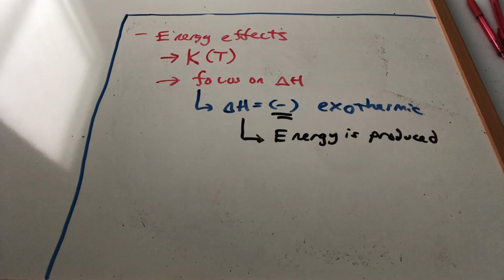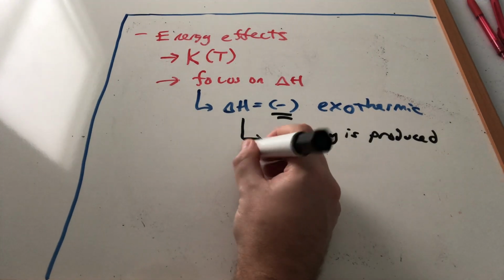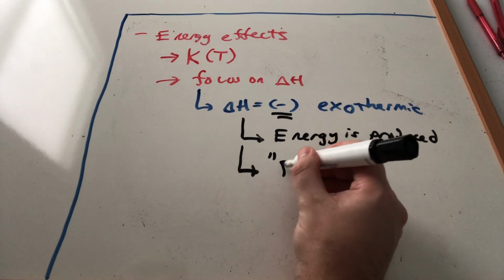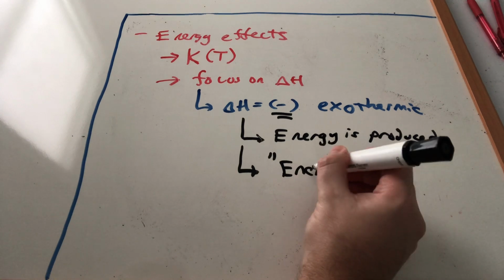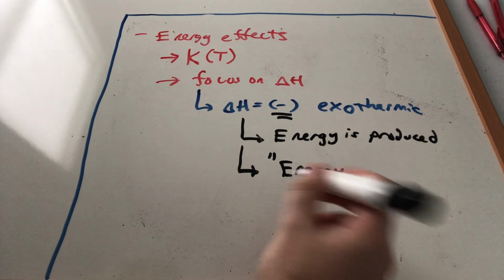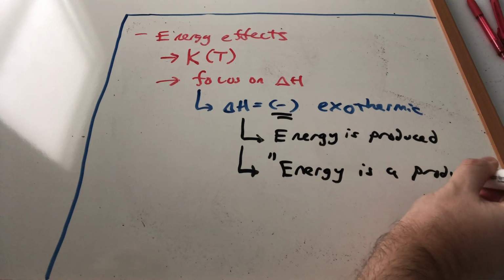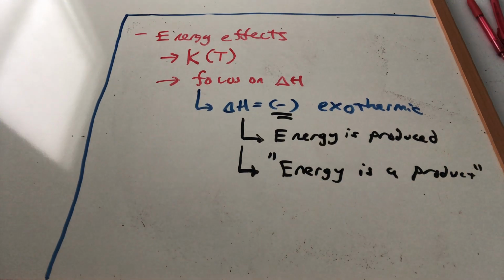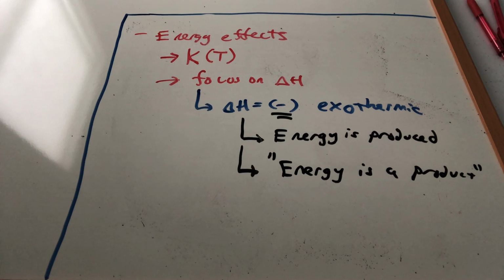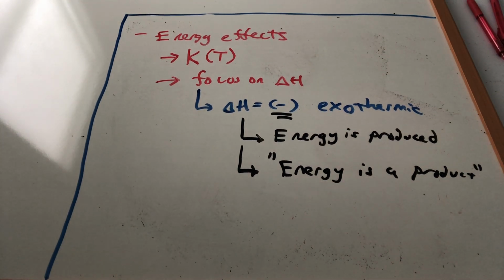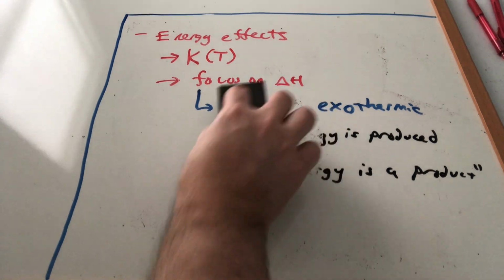From the standpoint of Le Chatelier's principle, if energy is produced, then it's almost like energy is a product. I mean, it's not almost like it is. Energy is a product. Okay. So, all right, we also have a situation, if we're focusing on delta H, so just remember this. If it's exothermic, energy is a product. That's what matters for Le Chatelier's principle.